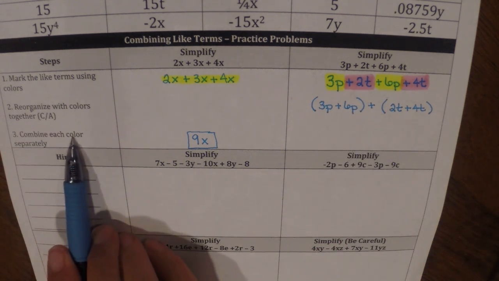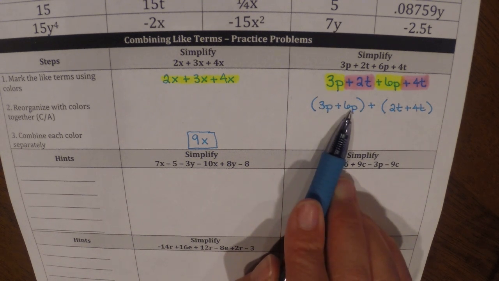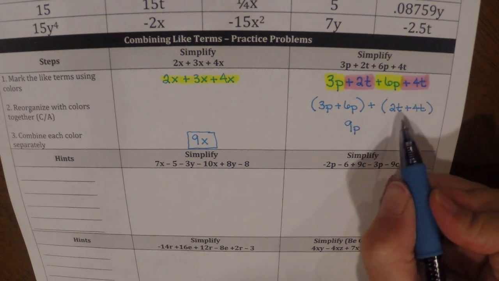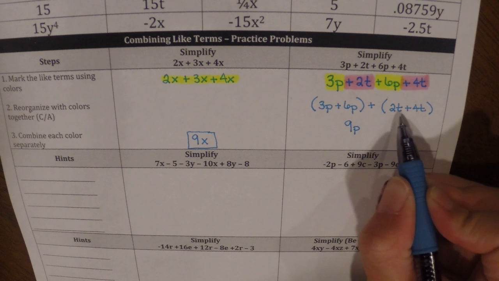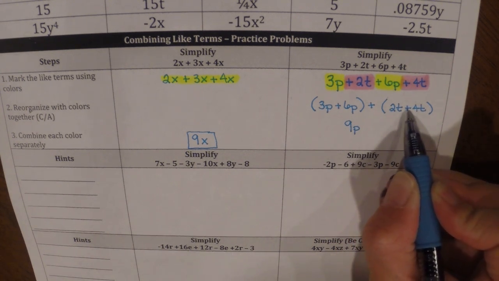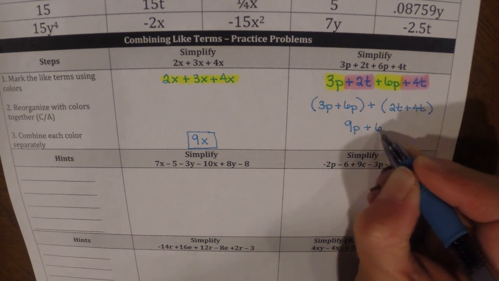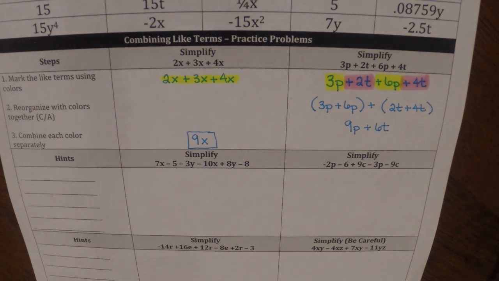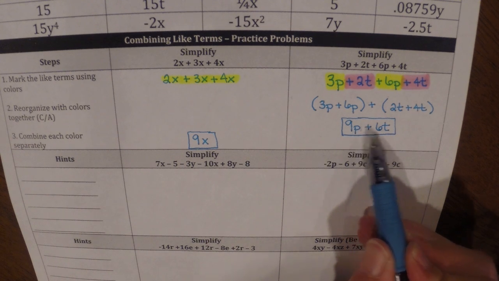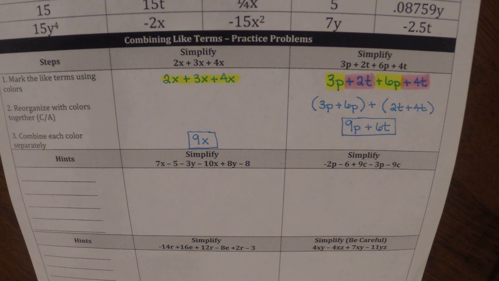So now combine each color separately. So I'm going to do my yellows. So 3p plus 6p. So 3 plus 6 makes 9p. And then I'm not going to put a sign here. I'm going to perform this before I decide what sign goes there. So 2 plus 4 makes 6, and that's positive. So we're going to put a plus 6t here. And this is our solution. We cannot put the p's with the t's, so we're not going to do 9 plus 6. That's not how this works.